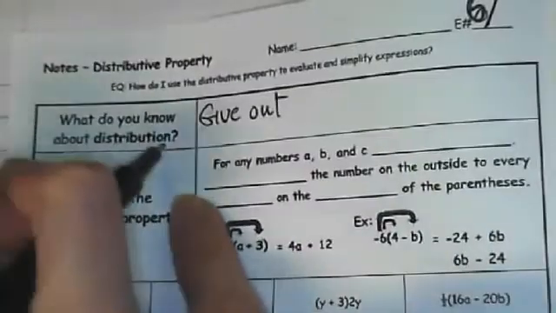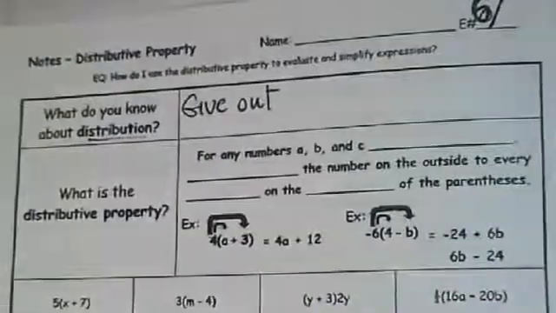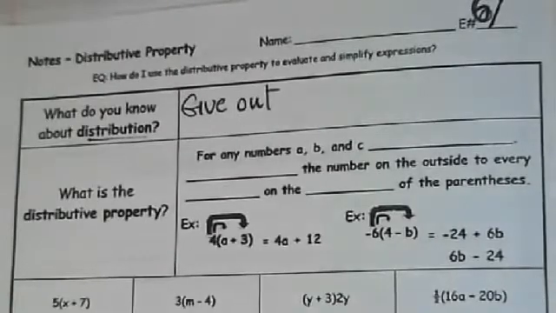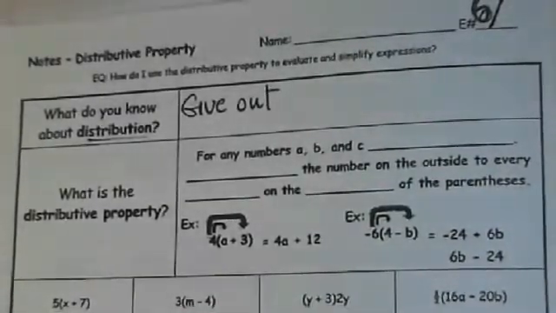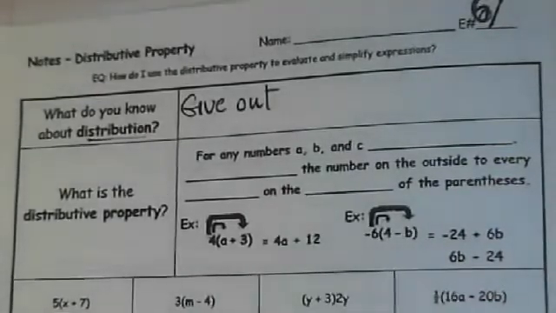Distribution means to give out. Means I'm handing out, I'm giving out, I'm passing out. I'm making sure that each person is going to receive whatever I'm passing out. So think about candy. Each person in the class is going to get one piece of candy. So I'm passing out candy to each student. So what is the distributive property?